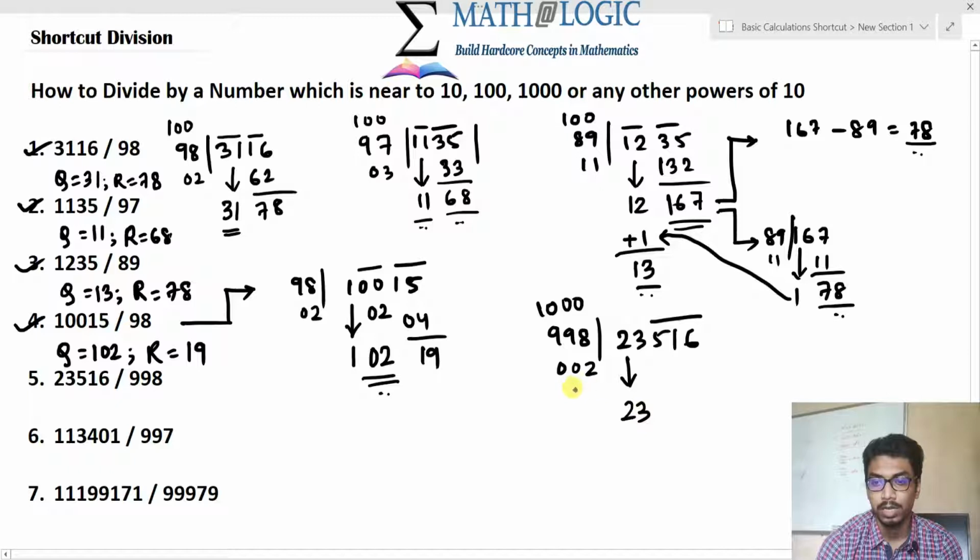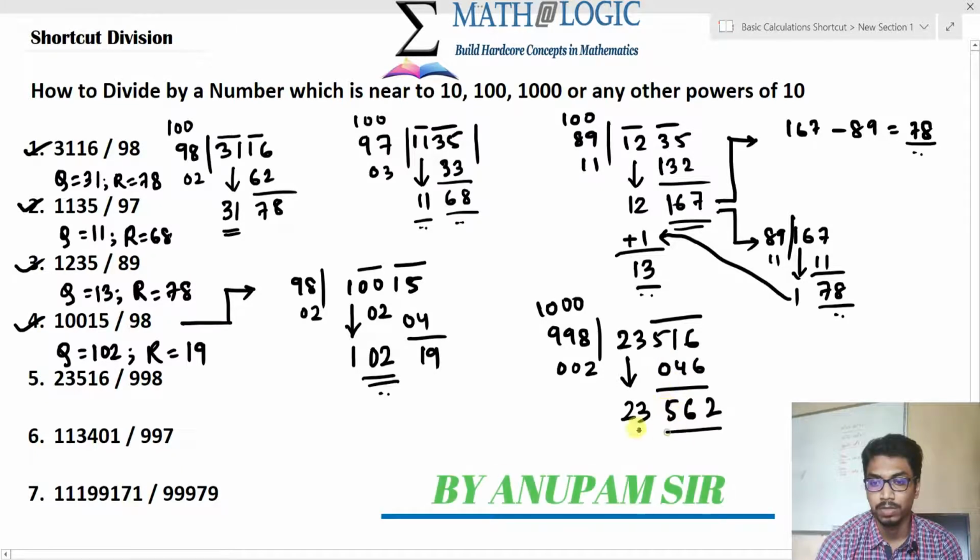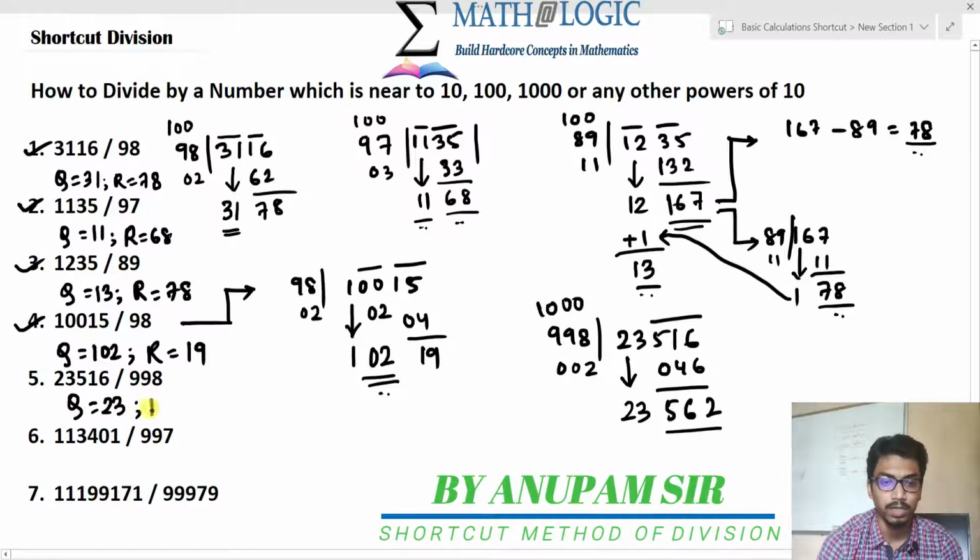23 multiplied by 02 again which is 46. So 046, clear. 046 is added, 6 plus 6 it is 2, 4 plus 1 it is 5, plus 1 carry, so it is 6, 5 plus 0 it is 5. So that means the quotient is 23, and what is the remainder? The remainder is 562. Clear? Hope I am understood with this.